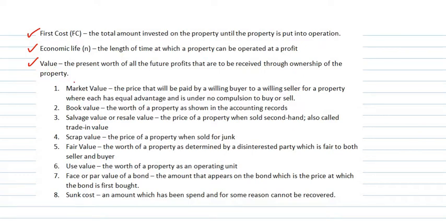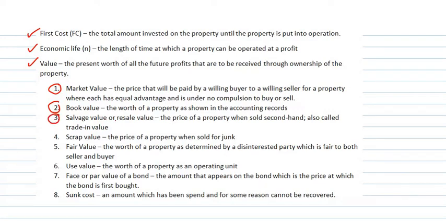And this value has different terms. We have what we call the market value, the price that will be paid by a willing buyer to a willing seller for a property where each has equal advantage and is under no compulsion to buy or sell. Another term that we may encounter later in our problems is the book value. This is the worth of a property as shown in the accounting records. So we call it a book value.